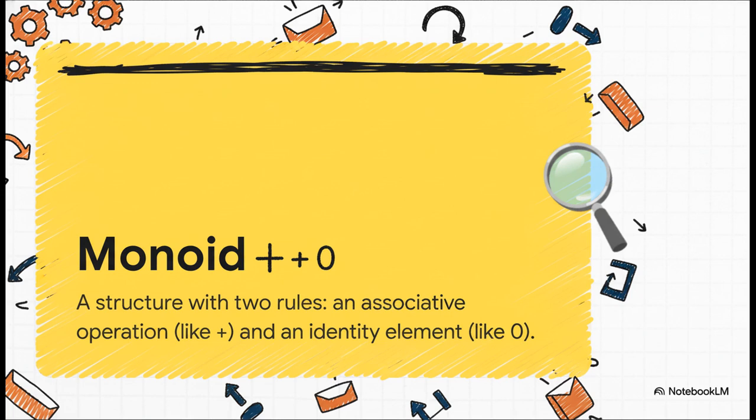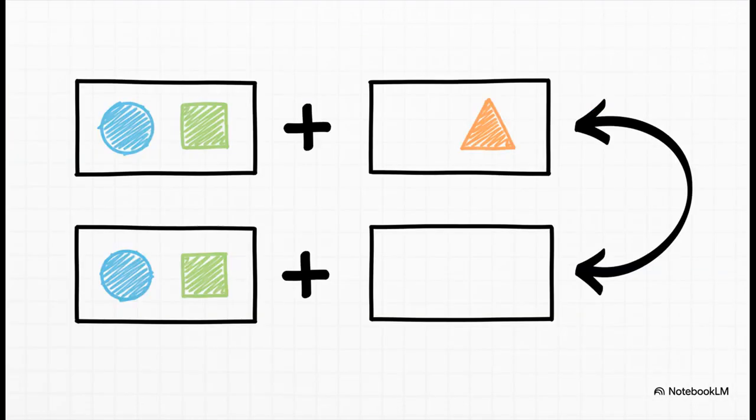I know, it sounds super academic, but it's really just a formal name for a pattern with two dead simple rules. First, you need an operation to combine two things, like a plus sign. And second, you need an identity element, basically a starting value that doesn't change anything, like 0 for addition or an empty list when you're joining lists. Look at joining lists in Python. It's a perfect monoid. The combining operation is the plus sign. And what's the identity element? An empty list, right? If you add an empty list to any other list, nothing changes. This simple, predictable pattern is absolutely everywhere once you start looking for it.